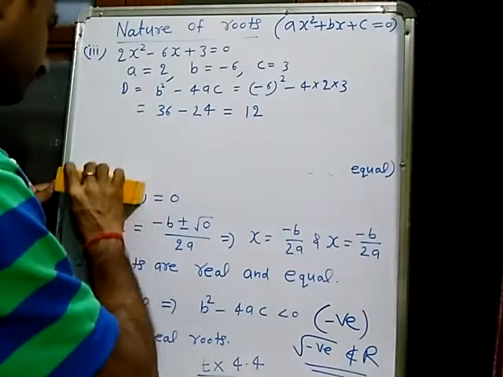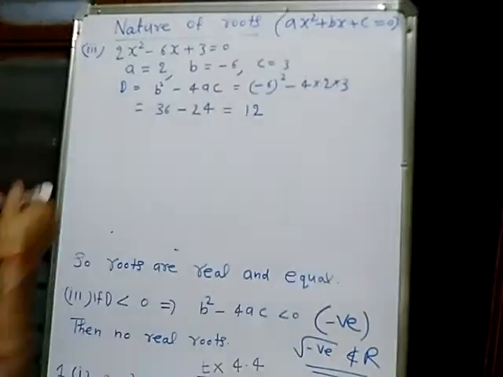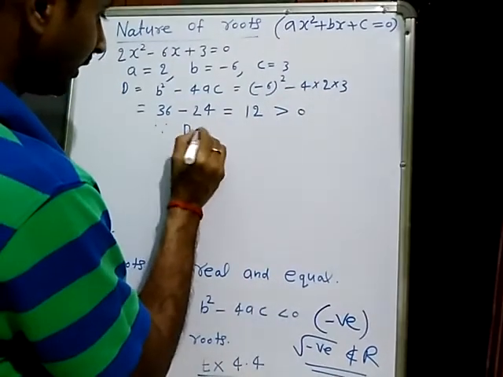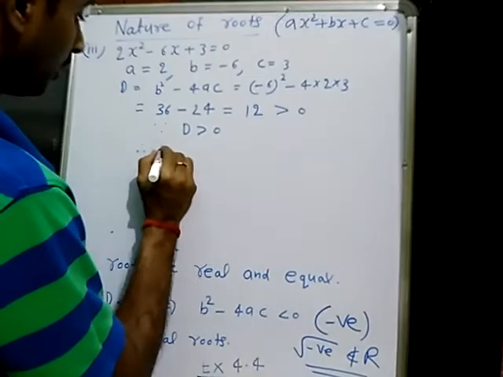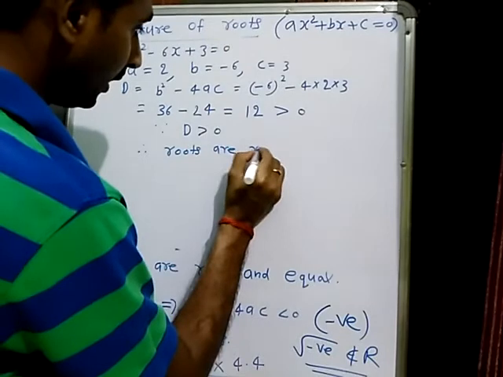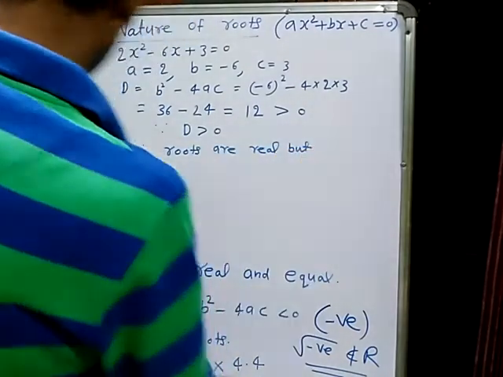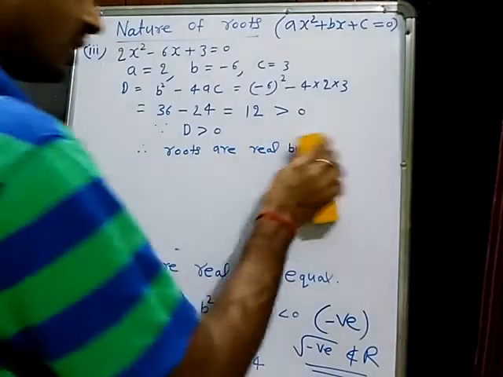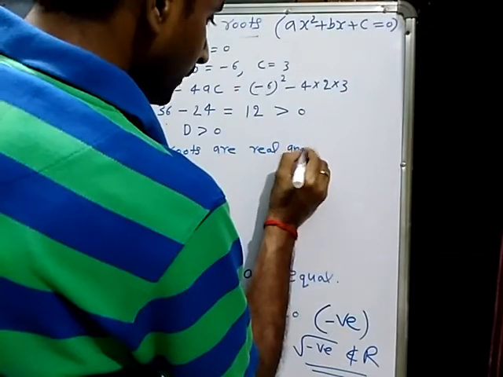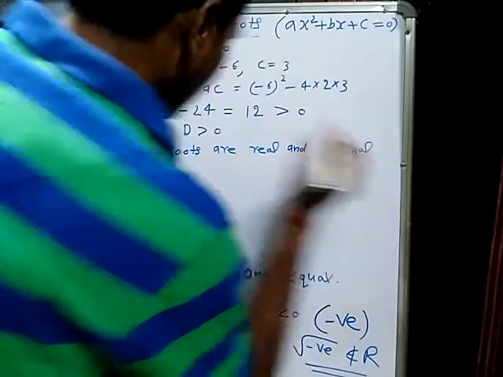So which type of D is this? You can guess, D is strictly greater than 0. So since D is strictly greater than 0, the roots are real but unequal. You can say roots are real and distinct, or you can say roots are real and unequal. But what are the roots?